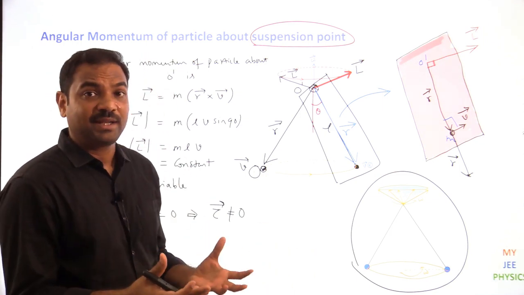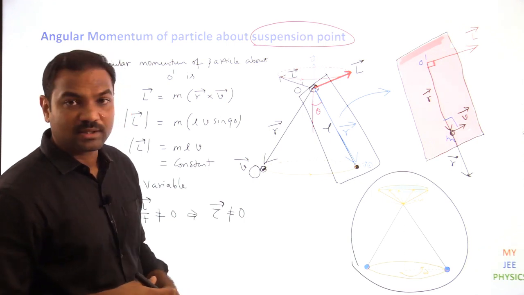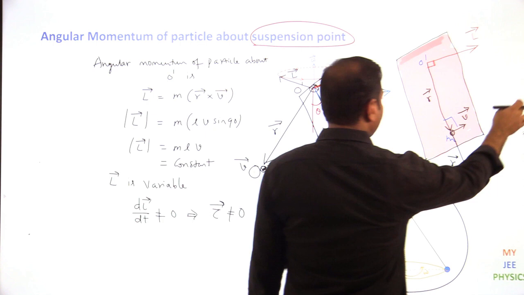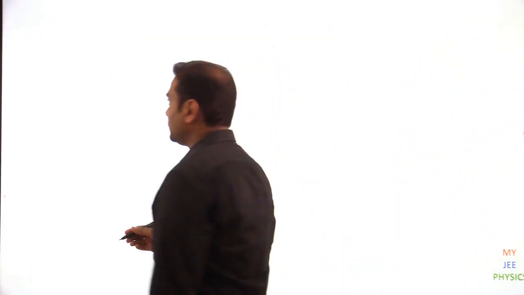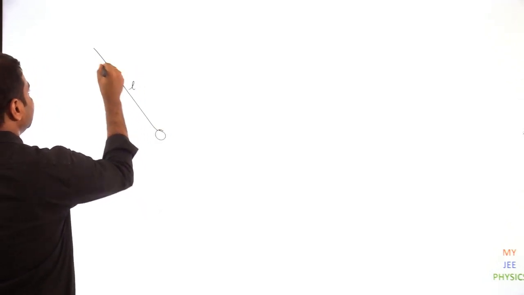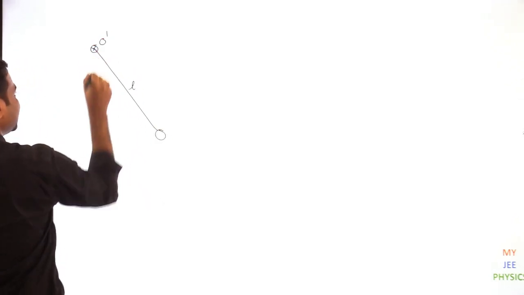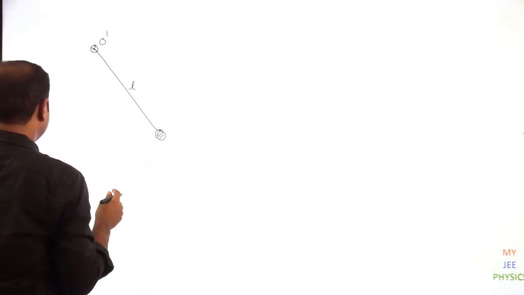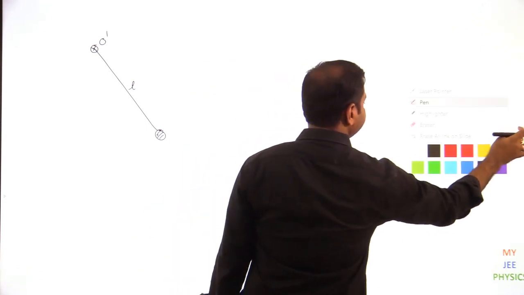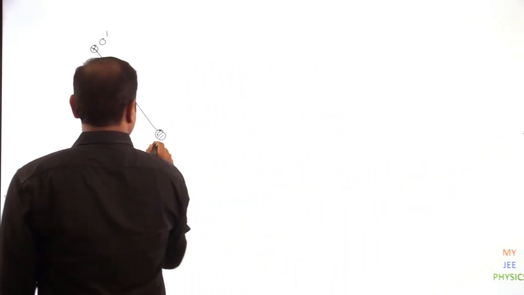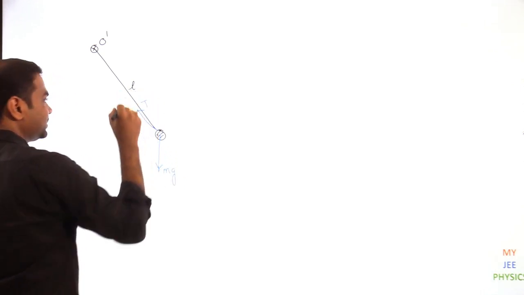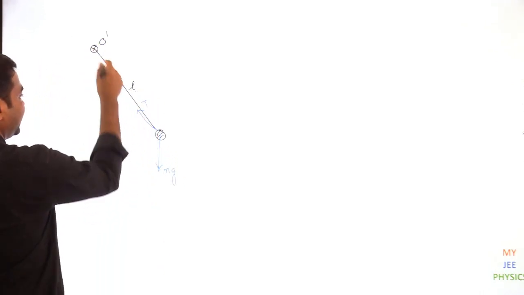But who is applying that torque? Which force is applying the torque on this particle? To see that, we go to the next part. So I'm taking a blank diagram now. This is the particle, this is L, and this is the suspension point O dash. Now about this O dash point, I require the torque. So mg will act in the downward direction and tension will act in this direction. Am I right?